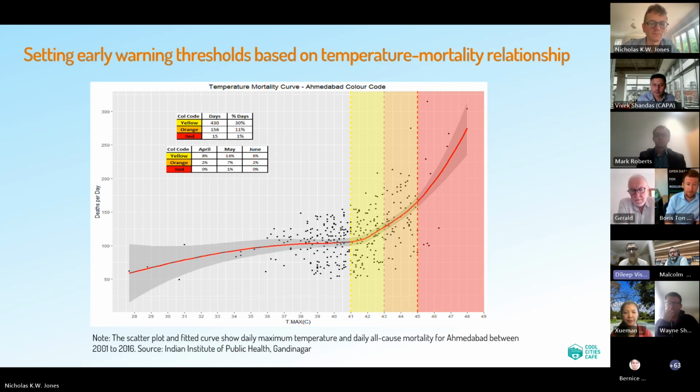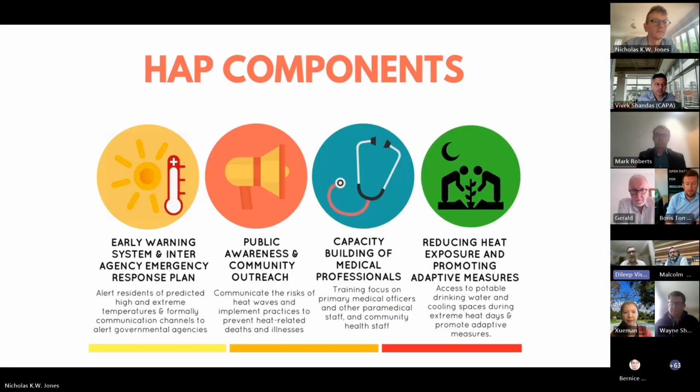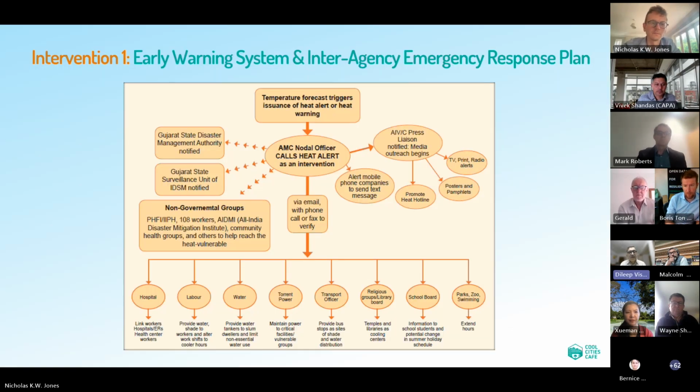Using this simple traffic light, we developed a heat action plan along with the city of Ahmedabad and the international partners, NRDC, which is an American NGO which supported this. The heat action plan had 4 basic components: an early warning system and interagency emergency response plan, public awareness and community outreach, capacity building of medical professionals, because we realized that the medical professionals were not managing the heat stroke cases well in the 2010 heat wave, and reducing heat exposure and promoting adaptive measures. Next slide, please.